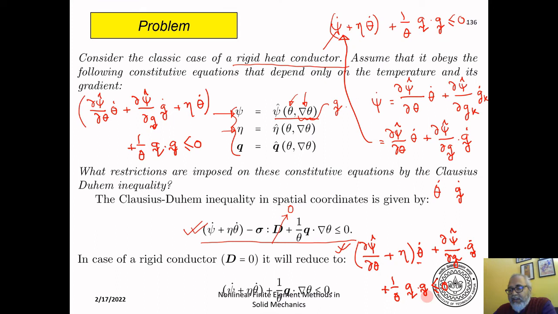Now, in order to prevent this inequality from ever being violated, I must therefore have this equal to 0 and this equal to 0. And del psi hat del g equal to 0 will imply that psi hat is independent of g. We had taken it to be dependent on g, but that's not possible according to the Clausius-Duhem inequality, which will mean that psi hat has to be a function of theta alone. There is no dependence on g.